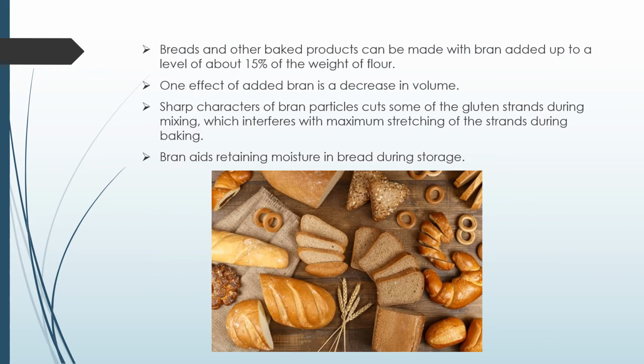Breads and other baked products can be made with bran added up to a level of 15% of the weight of the flour. One effect of added bran is decrease in volume क्योंकि bran का weight naturally जो है वो ज़्यादा होता है एक refined flour से. तो as I have told you in the previous chapter जिसकी वजह से जो volume है baked products का वो decrease हो जाता है. Sharp characters of bran particles cut some of the gluten strands during mixing, which interferes with maximum stretching of the strands during baking. So bran aids retaining moisture in bread during storage.